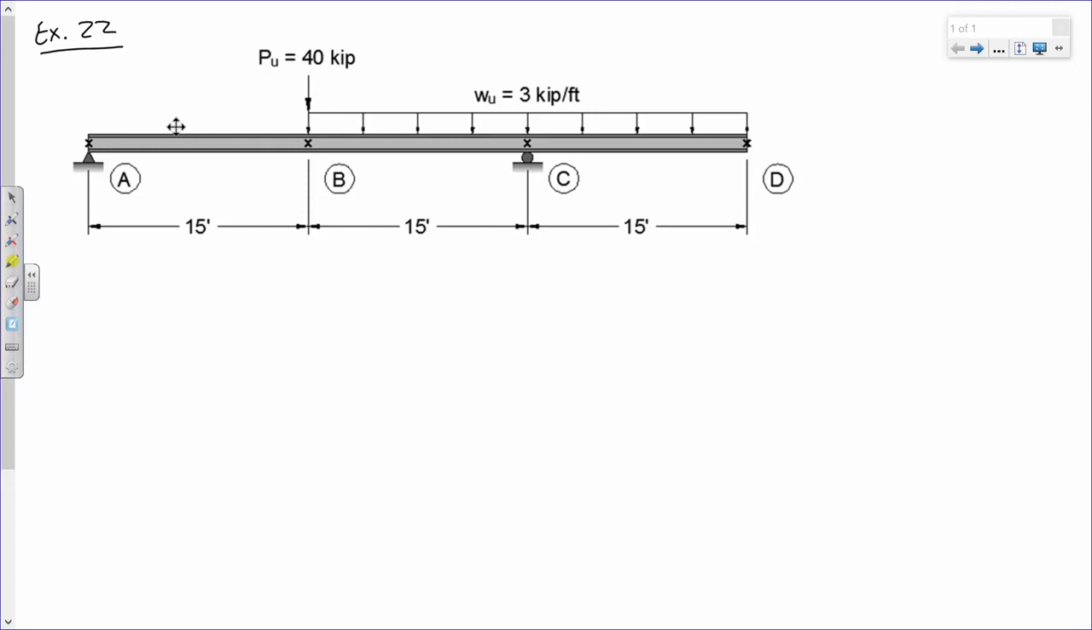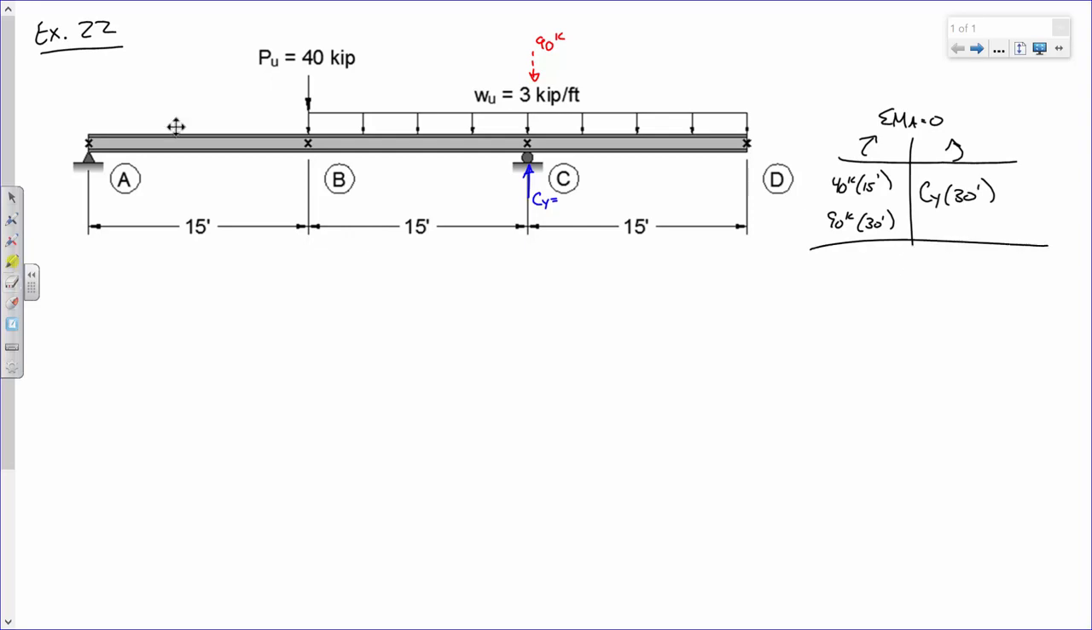There we go. So, let's sum moments at A. We've got 40 times 15. We've got 3 kips per foot times 30 foot. So I can idealize that as 90 kips, and that distance is 15 feet. So that's 90 kips at 30 feet, and that's going to be matched by a C sub Y going up at 30 feet. Are y'all with me on this? Am I going too fast?